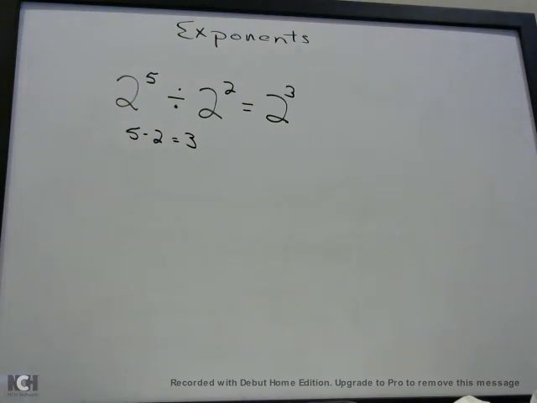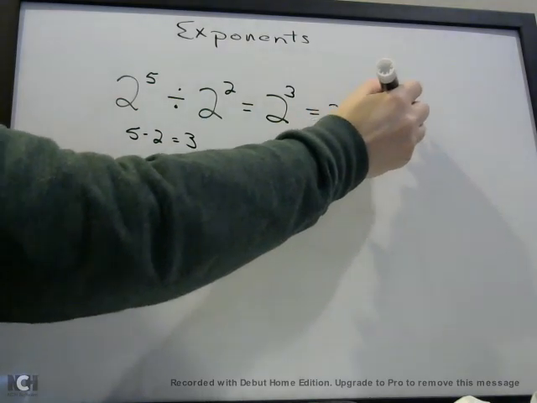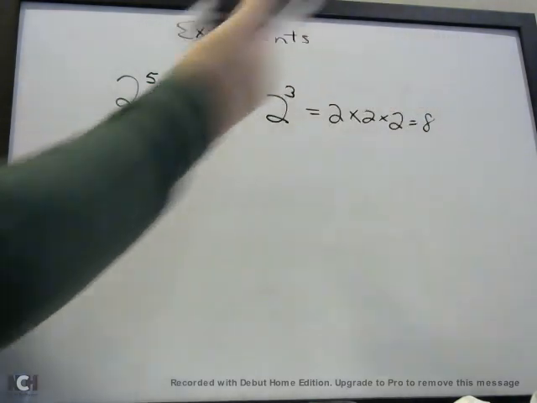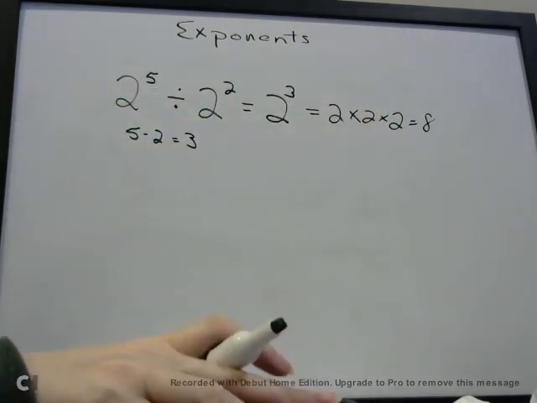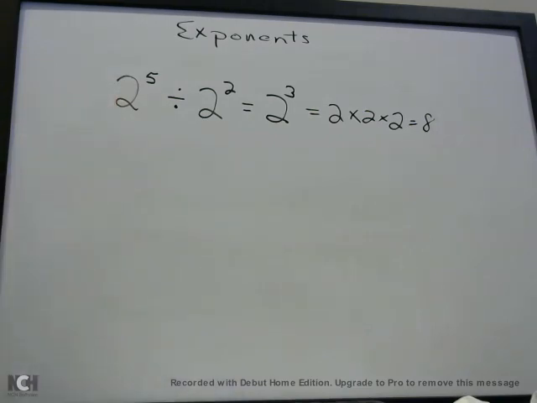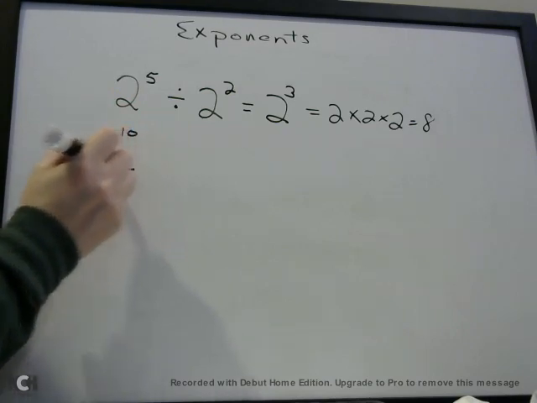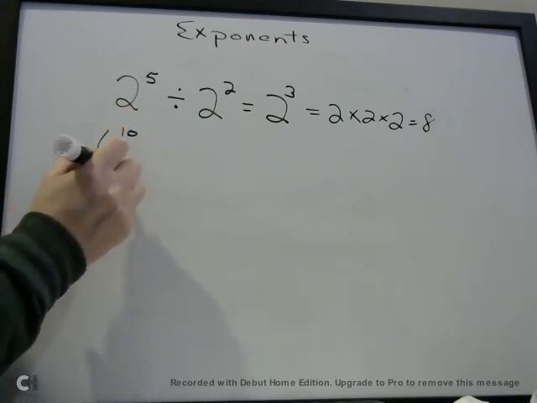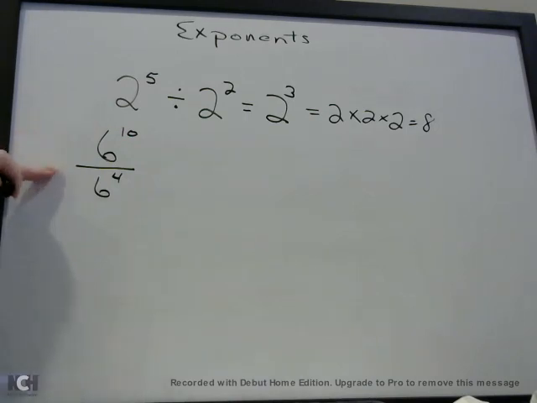And so you put a 3 on there. And you know what 2 to the 3 is? 2 times 2 times 2 is 8. So the answer of 2 to the 5th divided by 2 squared is 8. You're most often going to see this written in fractional form. So let's say you had 6 to the 10th divided by 6 to the 4th. Remember, fractions are just divisions. You can read this as 6 to the 10th divided by 6 to the 4th.